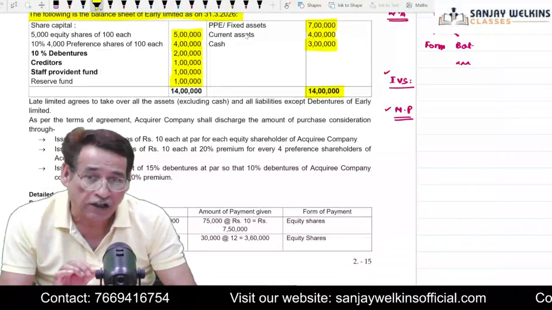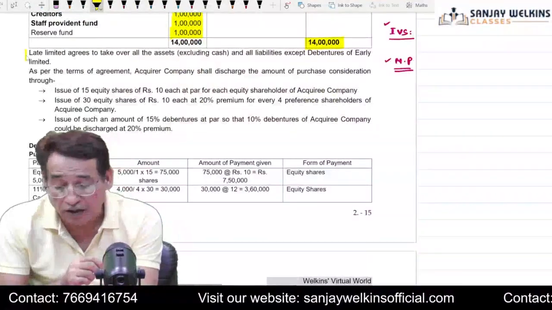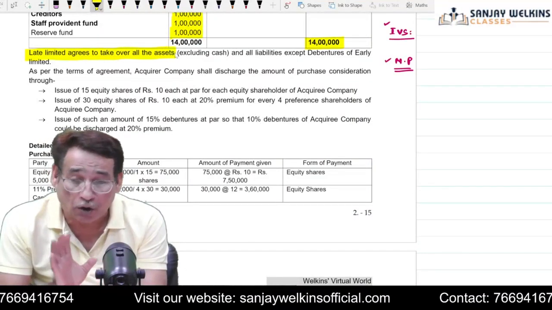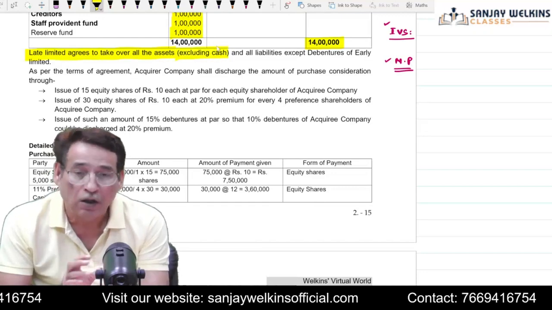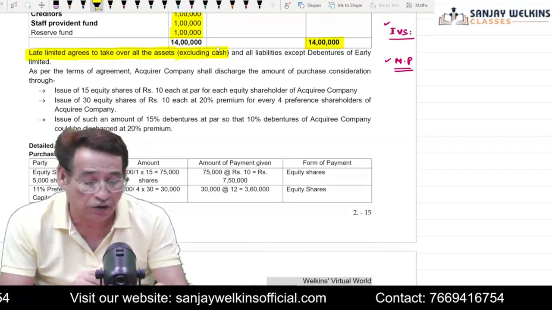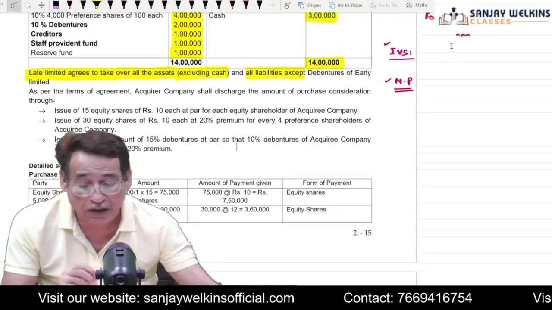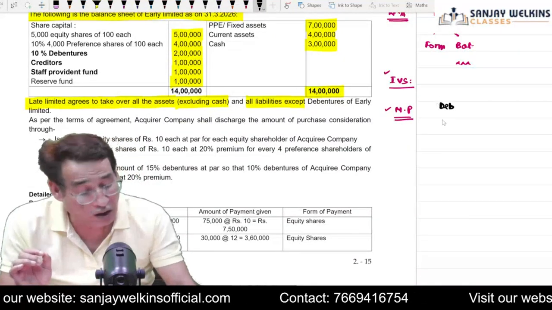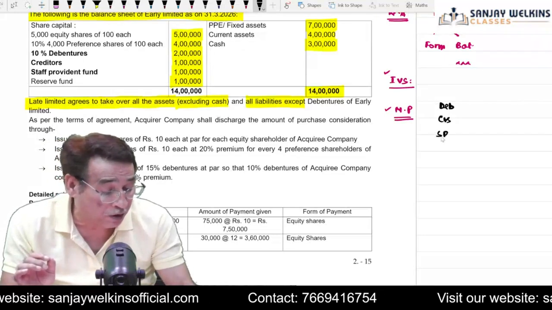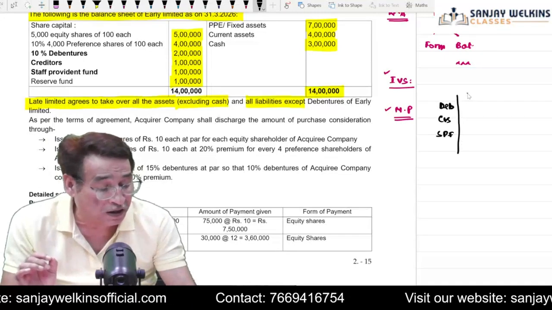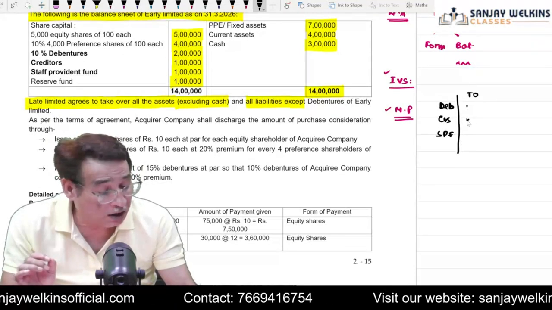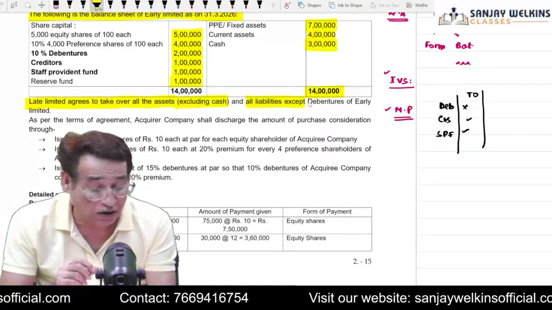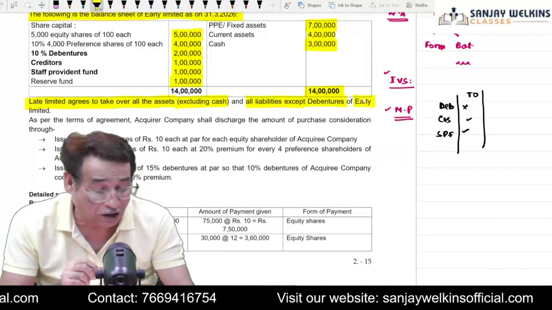This is the balance sheet of Early Limited. Now, here it is written that Late Limited is taking over Early Limited and it is taking over all assets, but cash is not being taken over. And all liabilities. There are three liabilities in the question: debentures, creditors, and staff provident fund. Actually, it is given in the question that the purchasing company is taking over only creditors and staff provident fund, but debentures are not being taken over because it is mentioned in the question all liabilities except debentures of Early Limited.